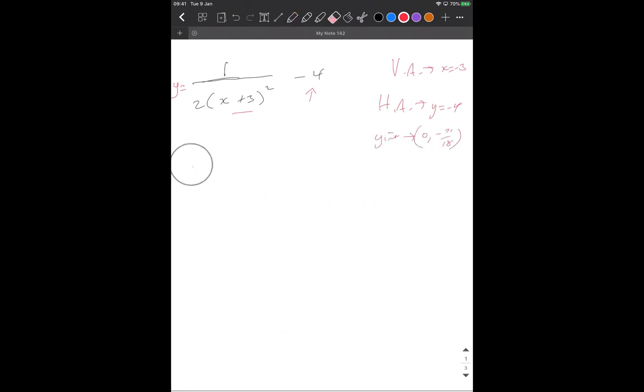Now for x-intercepts, we make y equals 0. Now remember, the first thing we want to look at is, are a and k the same signs? If they are, there's no x-intercepts. In this case, they're not. They're different signs, so there will be x-intercepts. So we've made y equals 0. First thing you want to do is add 4 to the other side.